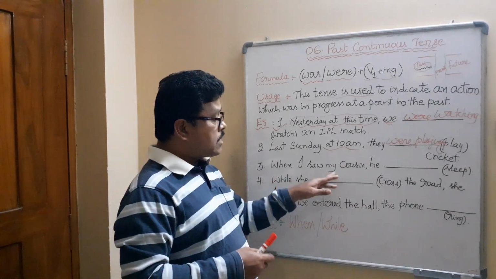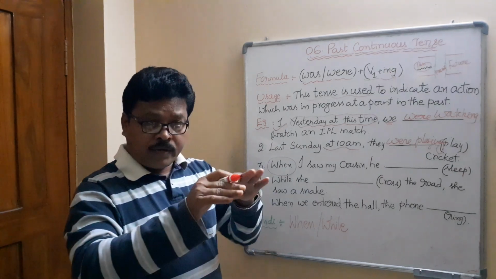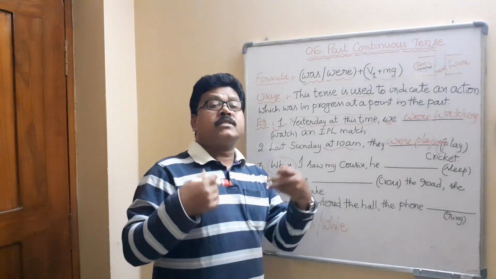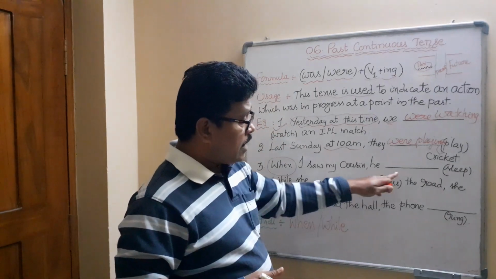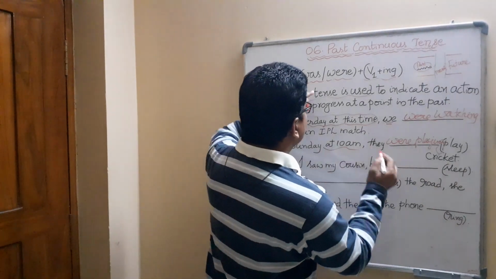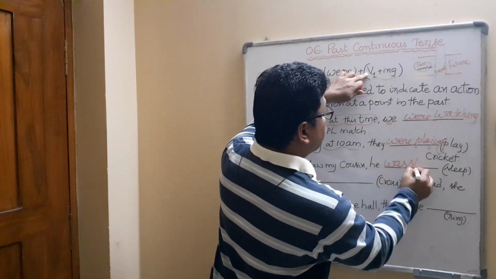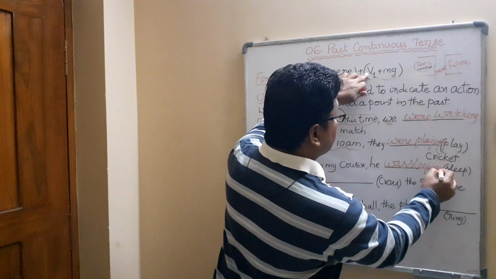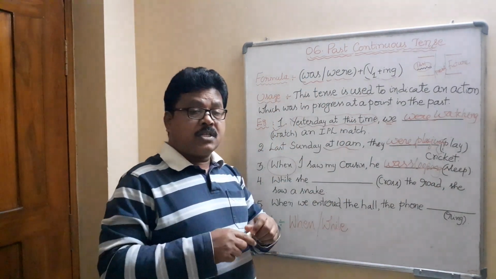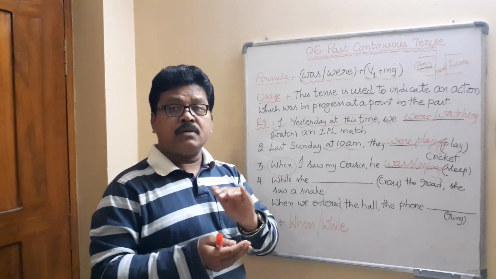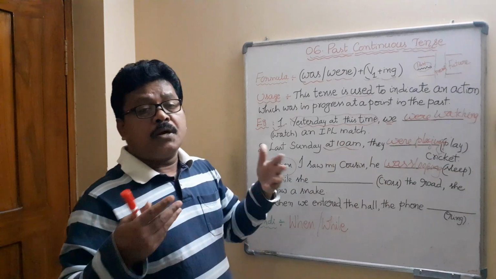When I saw my cousin, when I opened the door, when I visited him, what was he doing? He dash sleep. He is singular, so take was. Sleep plus ing form, sleeping. He was sleeping. When I visited, he was sleeping. When I saw her, she was washing dishes. She was preparing tea. She was sleeping. She was doing her homework.